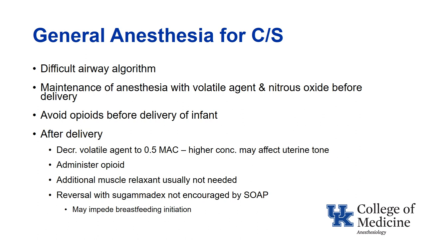In terms of once you get the patient intubated and they're starting surgery, how are you going to maintain anesthesia? Generally, before delivery of the fetus, we will maintain anesthesia with one of our volatile agents, whatever one you prefer. There's really no benefit of one over the other, along with some nitrous oxide, usually at a concentration of 50% nitrous, 50% oxygen, until the baby is delivered. Unless there's a maternal indication that it would be very beneficial to administer opioids before delivery of the infant, we usually try to avoid giving opioids until after the baby has been delivered.